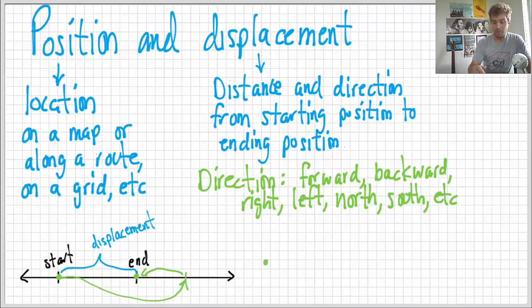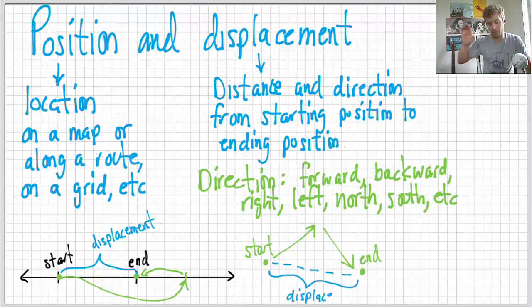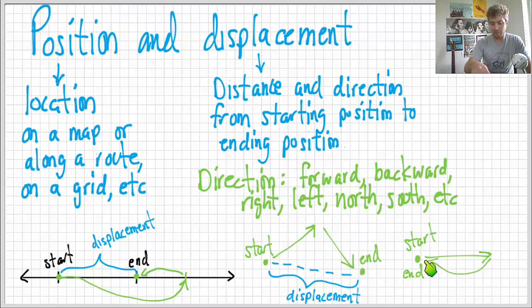Similarly, if we're going in two dimensions, and we go up and then down again, the displacement is just a straight line between the start and end. Another funny thing about displacement is that if the start and the end are the same place, say we go out and then come back again, the displacement is 0. It's sort of your net movement. It's the distance between start and finish.